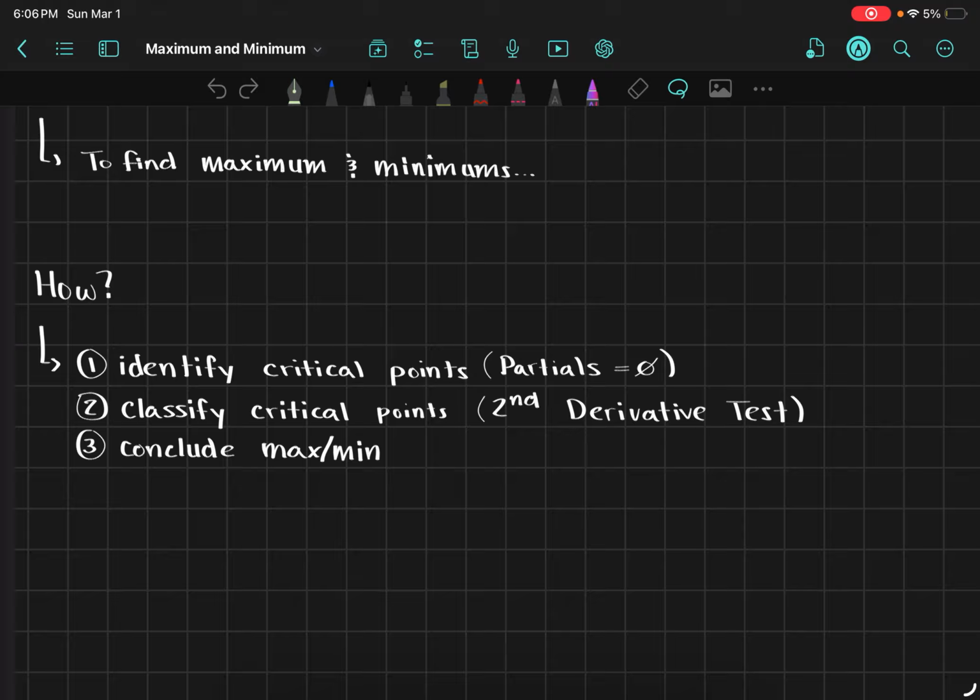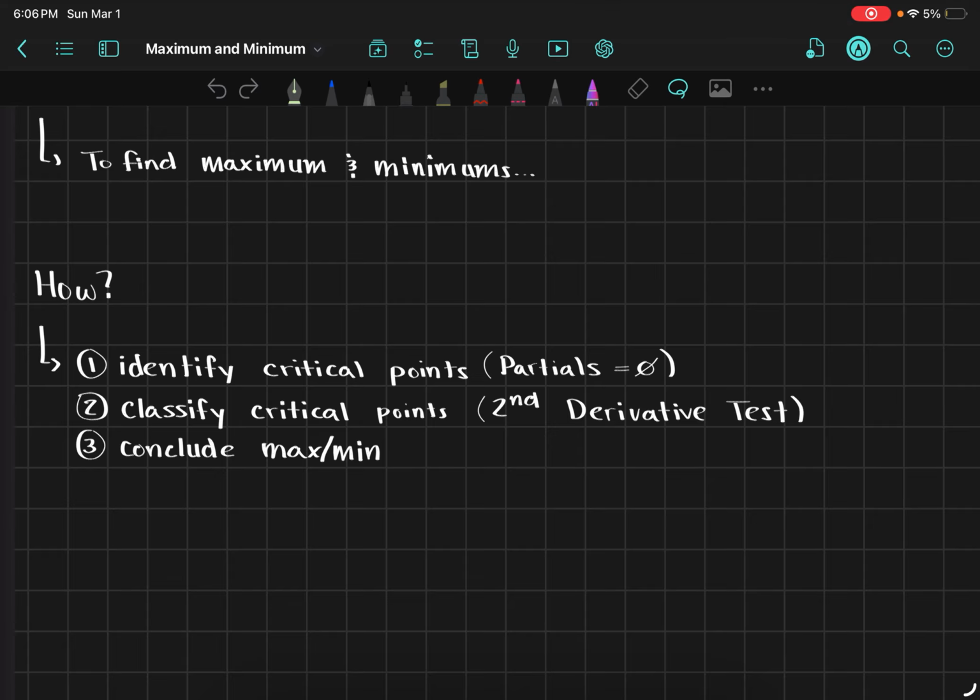Classify critical points. We're going to be using the second derivative test. Once again, something that we are familiar with because of Calc 1, but it's going to look a little bit different because, once again, we are in 3 dimensions, right? So we are going to have our partials within our second derivative test. We're going to take second partials. I will be getting more into that right now.